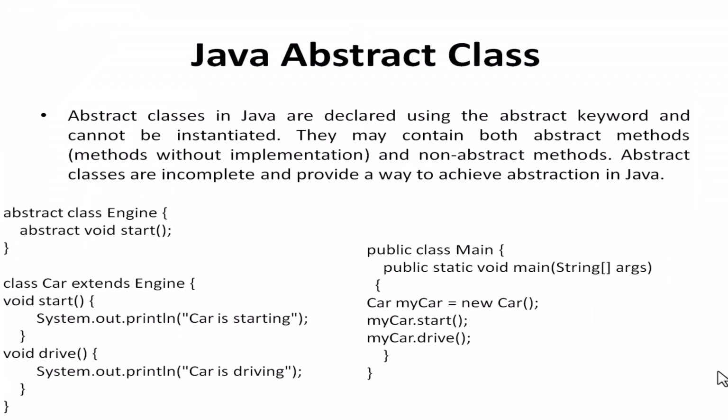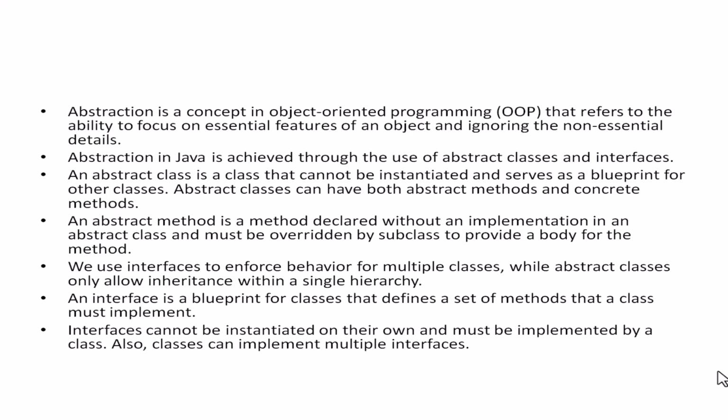Here we have seen this example. Abstraction is a concept in object-oriented programming that refers to the ability to focus on the essential features of an object and ignore the non-essential details. Abstraction in Java is achieved through the use of abstract classes and interfaces. An abstract class is a class that cannot be instantiated and serves as a blueprint for other classes. An abstract class can have both abstract methods and concrete methods. An abstract method is a method declared without an implementation in an abstract class and must be overridden by a subclass to provide a body for the method.